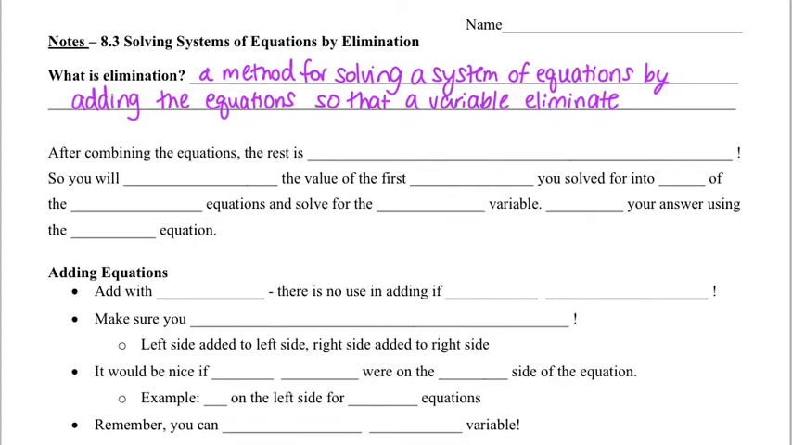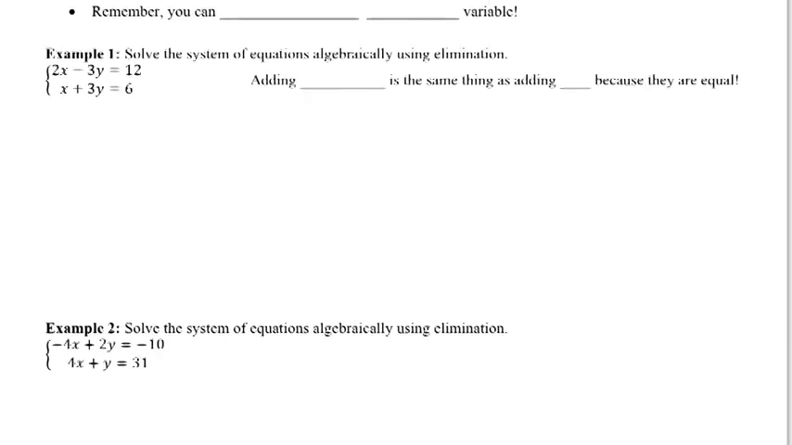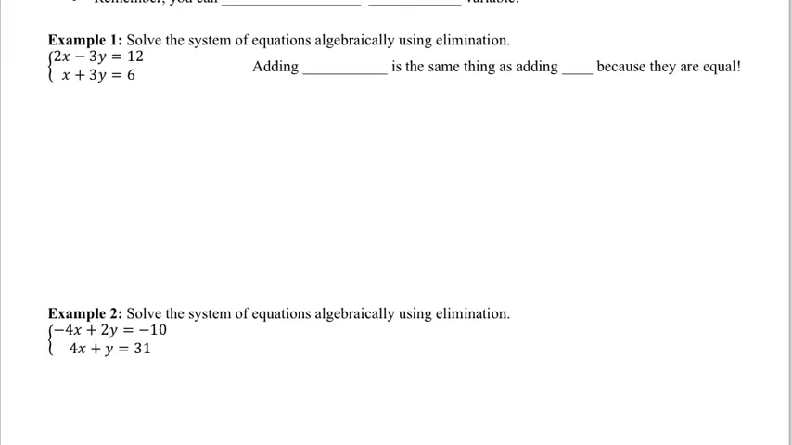So let's go ahead and go through one of the examples, and then we'll come back and fill in the notes. Solve the system of equations algebraically using elimination. What we're going to do with these two equations is add them together. So we're going to put a little bar here and a plus sign. We're going to add the left side of the equation to the left side and the right side to the right side.